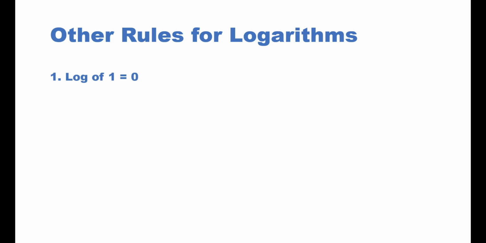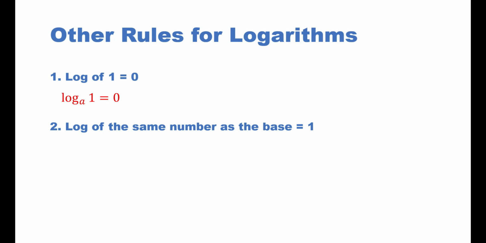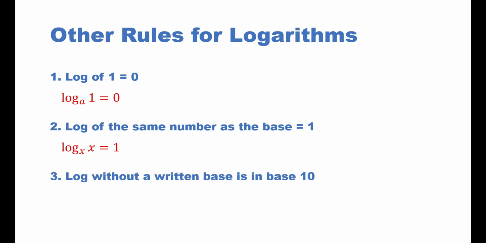The first rule states that log of 1 is always 0. So no matter which base you are using, log 1 is always equal to 0. The second one states that if a logarithm has the same number as the base, the result is 1. This is expressed as log x base x is equal to 1. The third one tells us that if we see a logarithm without a base, it means it is in base 10. That is the default base. Hence log x is the same as log x base 10.